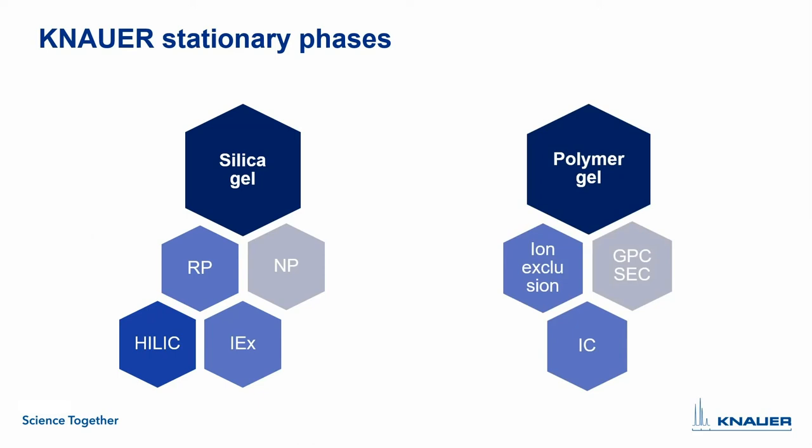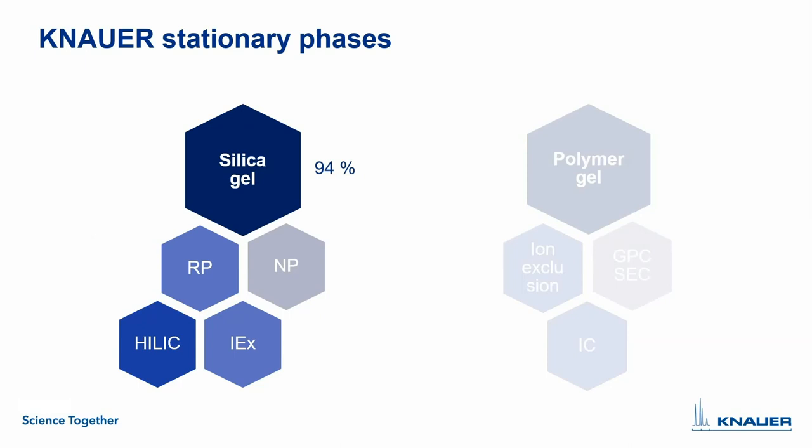And if we now take a look at the distribution, how often which column is used or maybe questioned at KNAUER, you see that silica gel has really, really the most important role. So these are percentages of numbers of columns sold in the last years. It's around 94% silica gel based columns and only 6% polymer gel columns. Maybe this is also caused by the high stability of a polymer gel column. So when you buy such an ion exclusion column, it lasts for a lot of years, typically, if you are using it completely right. And silica gel columns, maybe they are not as stable and cannot be used for such a long lifetime.